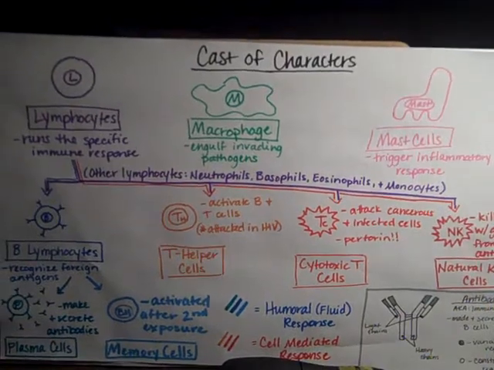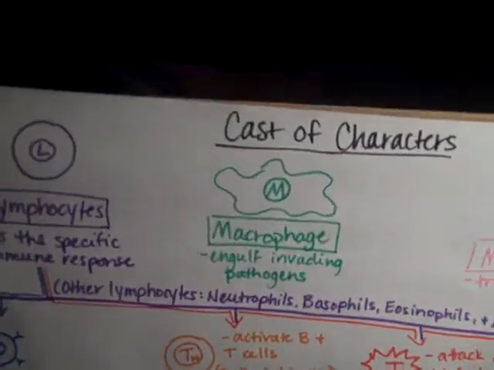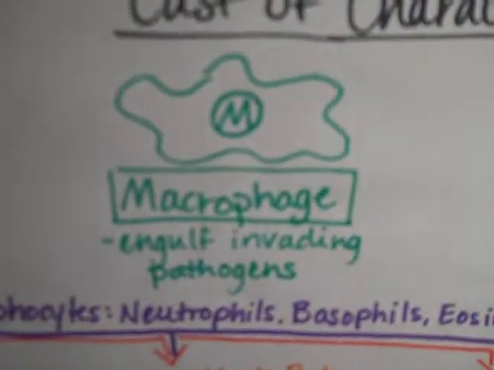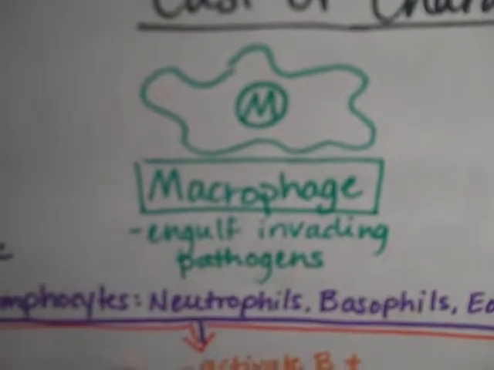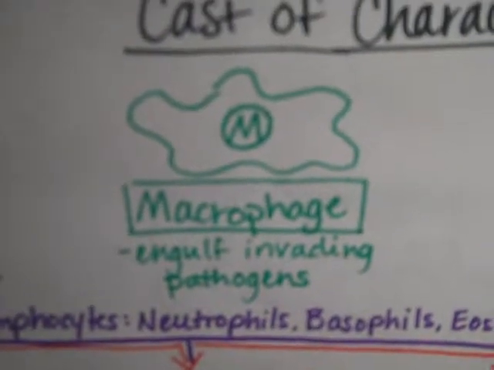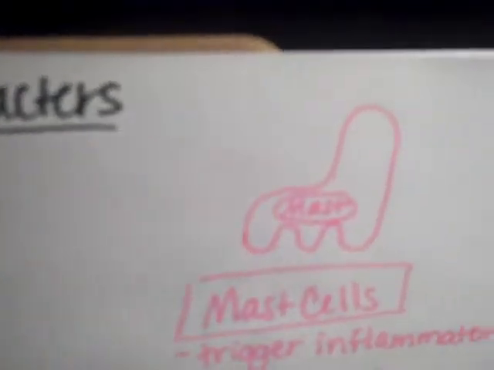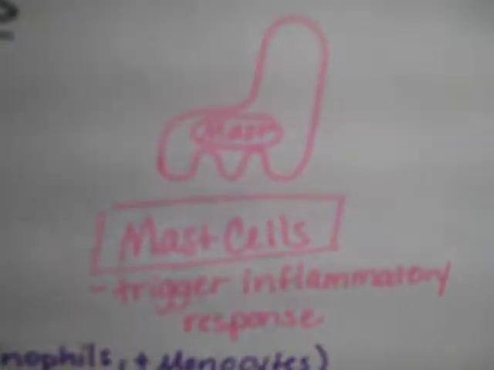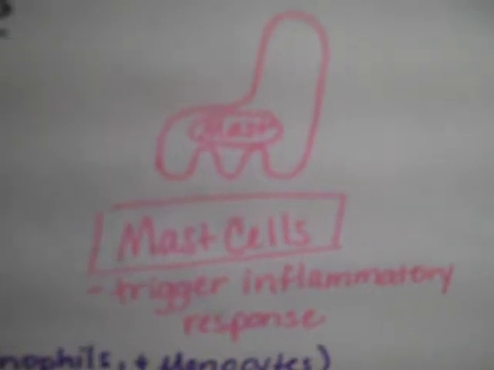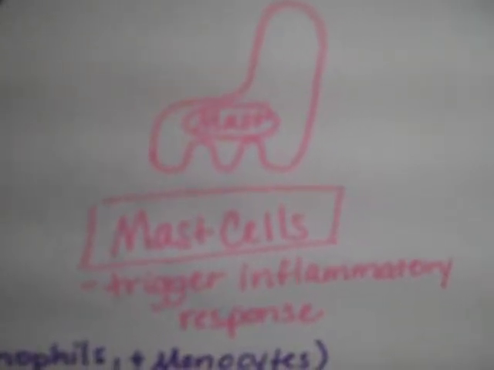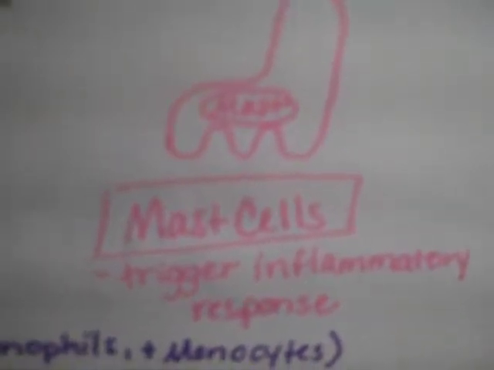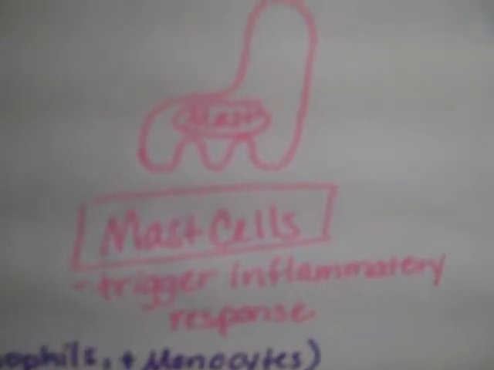So if we remember, our innate immunity is run by the macrophage. He's going to go through phagocytosis to engulf any of our pathogens. We know that when the pathogen is presented in our skin, we have mast cells that are going to trigger the inflammatory response. Think in your head right now. What are the 4 things that happen in the inflammatory response?